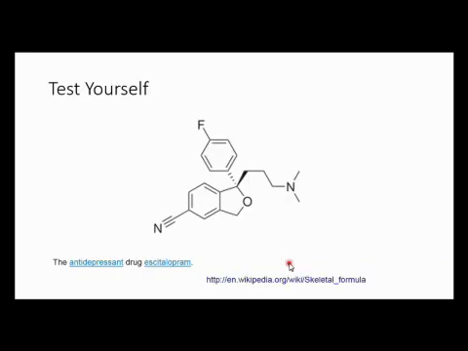Here's another example that you can use to test yourself. This is from the Wikipedia reading about skeletal formulas. And this is the antidepressant drug escitalopram. It has a lot of unique elements in it. And I'd like to call your attention to something neat.